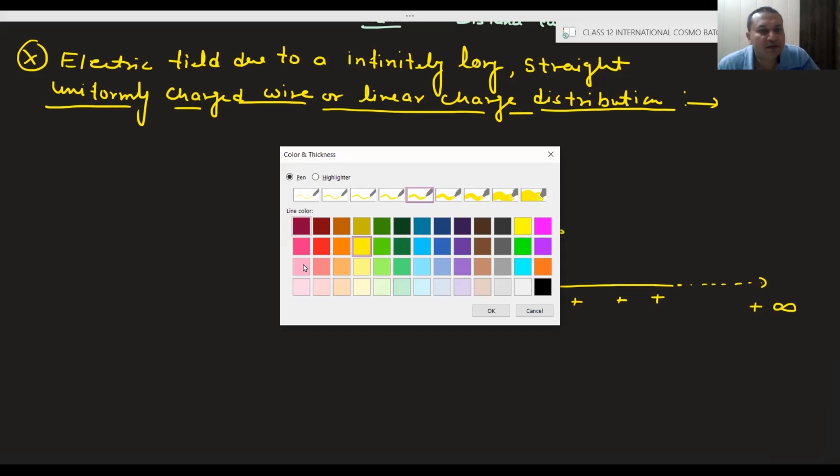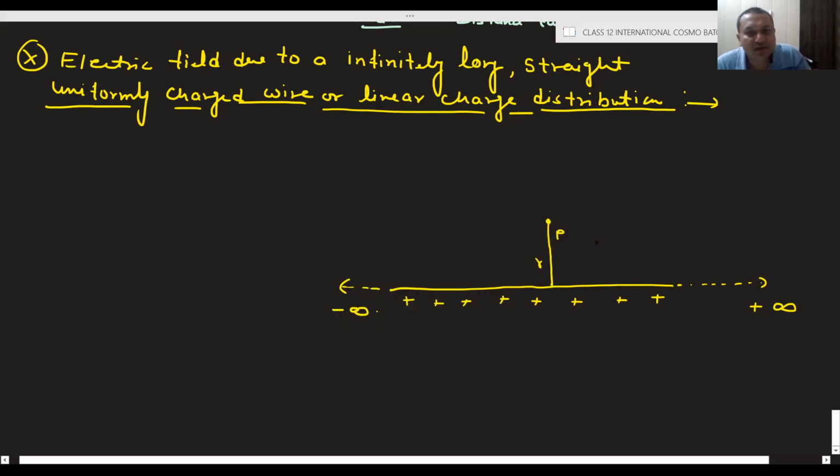Now we shall proceed in the same way, and we shall consider a Gaussian surface from this point. Look at this point and consider a Gaussian surface. What type of Gaussian surface? Here you cannot consider a spherical Gaussian surface because it is linear. So the Gaussian surface should be lengthy also. So you will consider a cylindrical Gaussian surface.